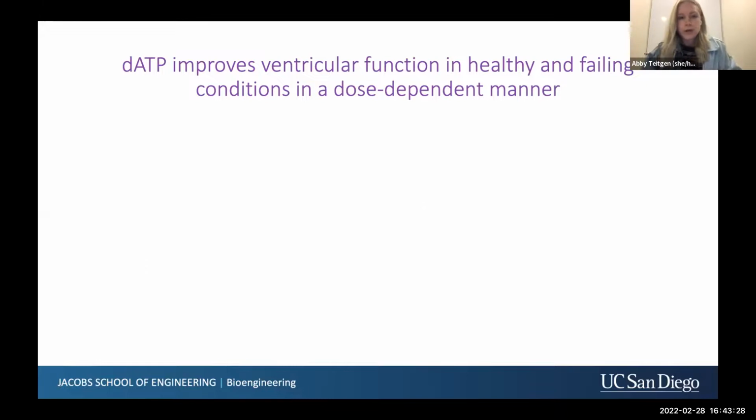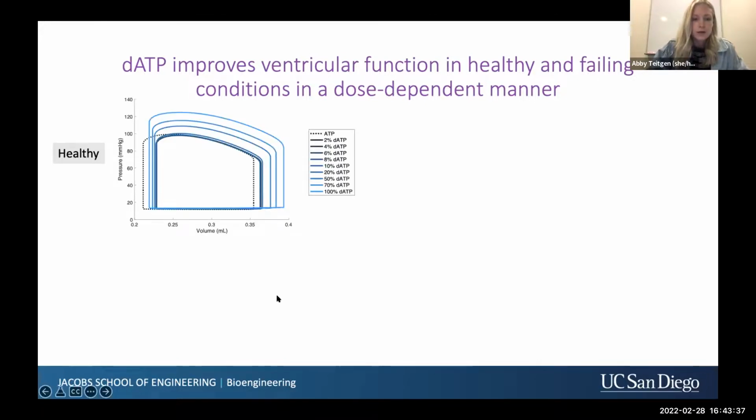So we finally wanted to use our model to predict the effects of varying percentages of dATP on ventricular function. And so here you can see pressure volume loops simulated in our model. The dashed black line is the healthy wild type simulation. And then we are applying the same increasing percentages of dATP here.